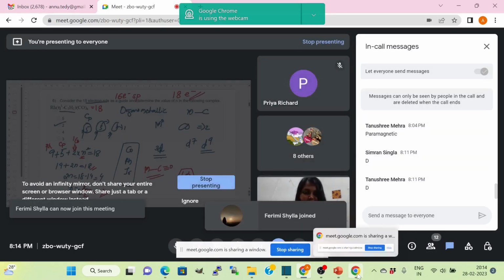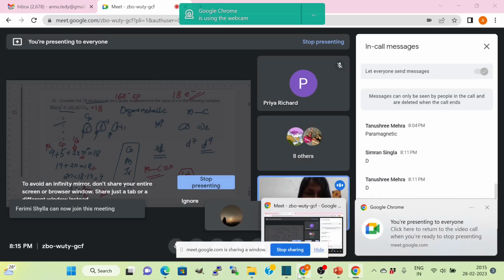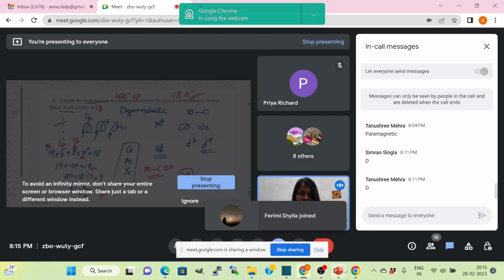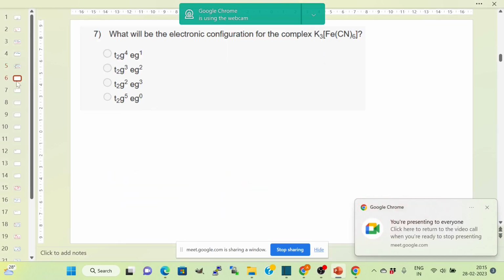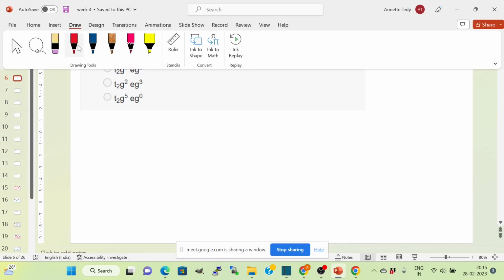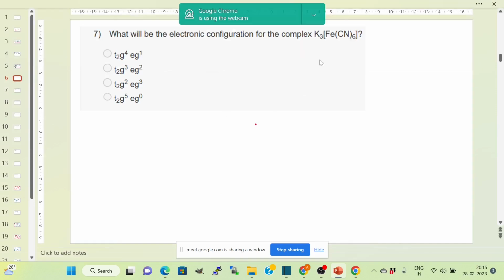Yeah. So you guys have been answering option D, right? Let me check. Okay. So we'll solve this first and then we will see if option D is the right answer or not.